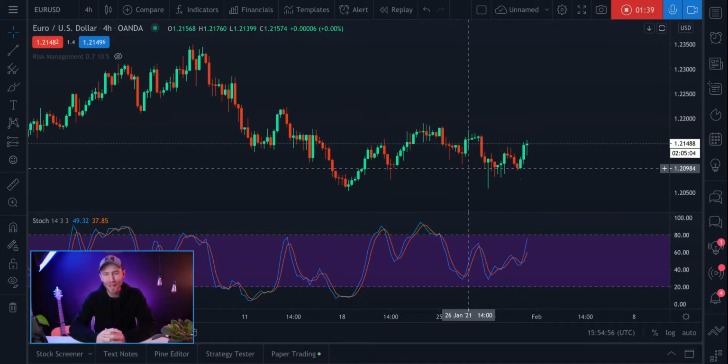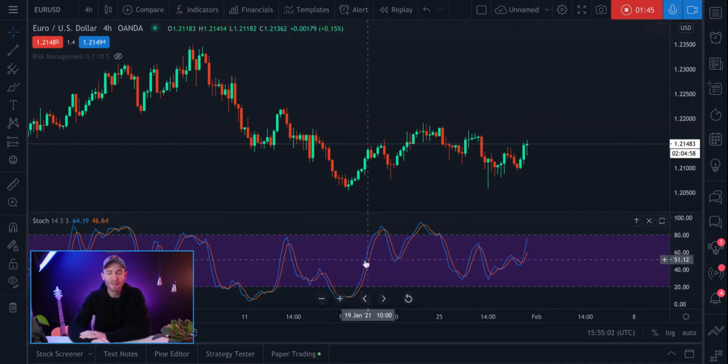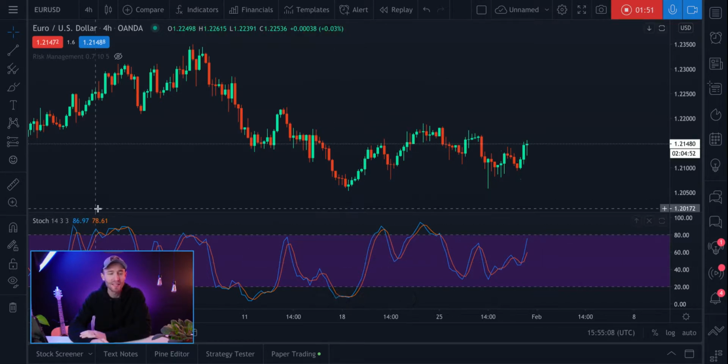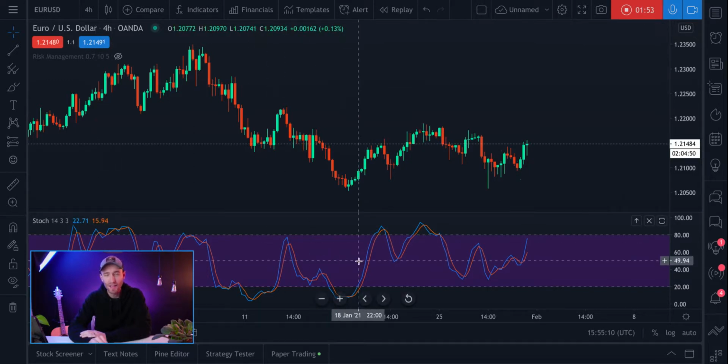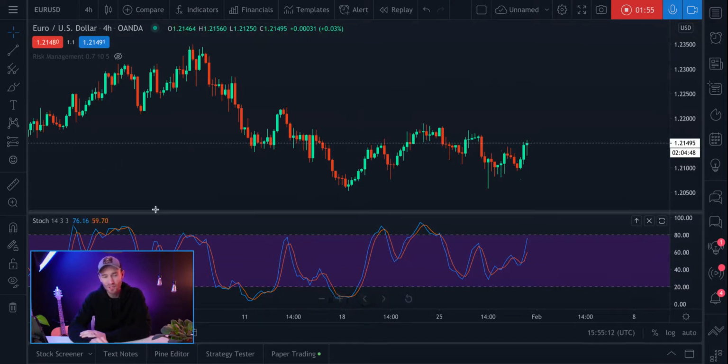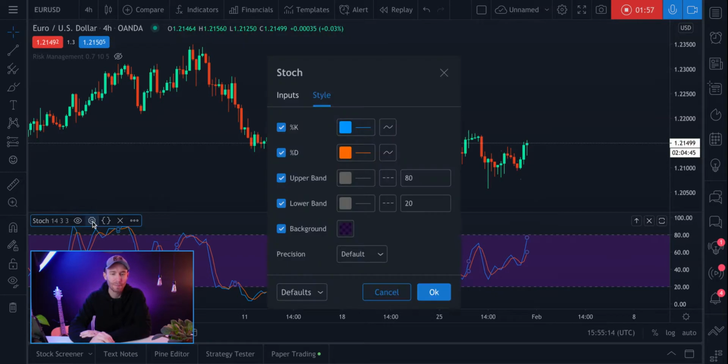So let's get over to actually what you want to hear in this video, and that is, how do we use this to trade and find trade setups? So let's take a look at this. We have three parts of this that I want to point out. We have the blue line, which is referred to as the K line, and we have the D line, which is referred to as the orange line. So let me open this for you and you can see that real quick. Under style, you can see K is blue and D is orange.